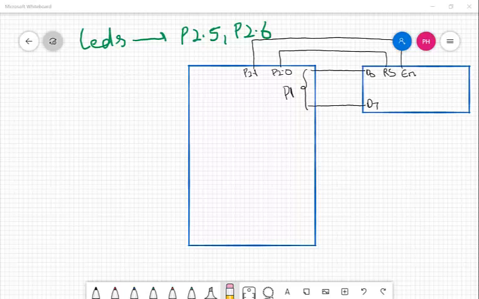We have VCC, VEE and VSS to connect. VCC will be directly connected to the plus 5 volts. We also have VSS, that will be connected to ground.